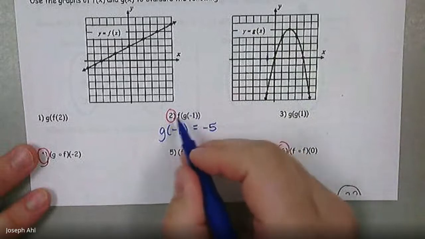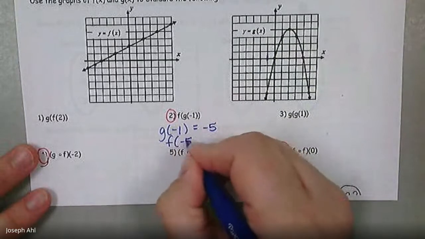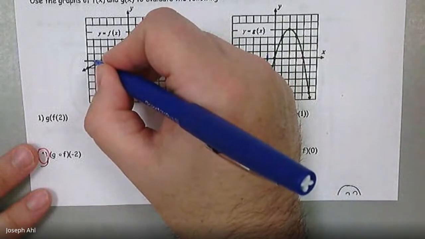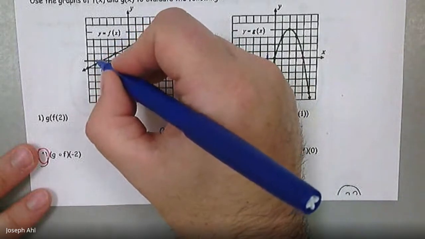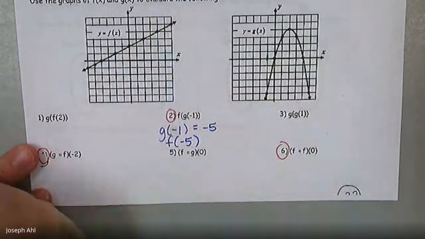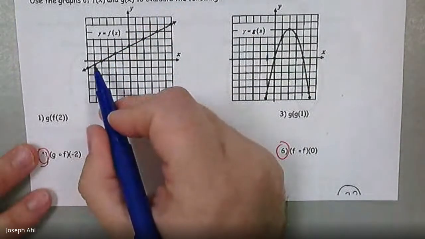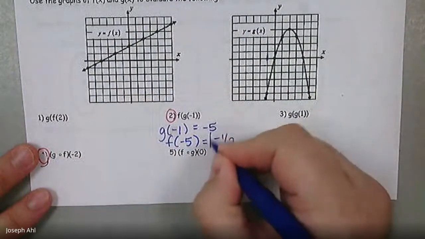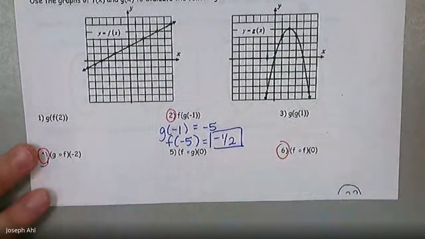Well, I take that result and then I plug it into the f function. So what's f of -5? 1, 2, 3, 4, 5. When the input for the f function is -5, the output there looks like it's going to be, let's say, -1/2. Okay, so the final answer here would be -1/2. If at any point you want to pause and try these and see how they go for it.